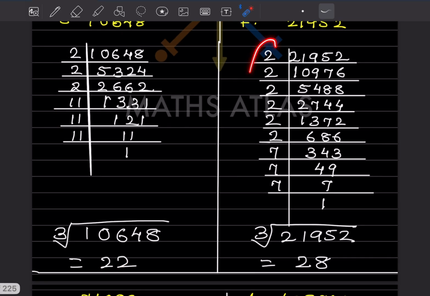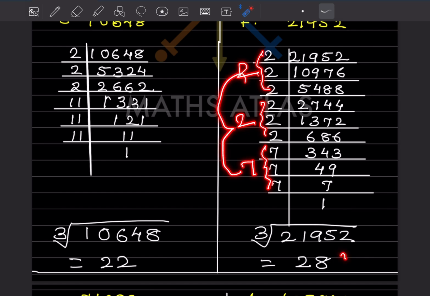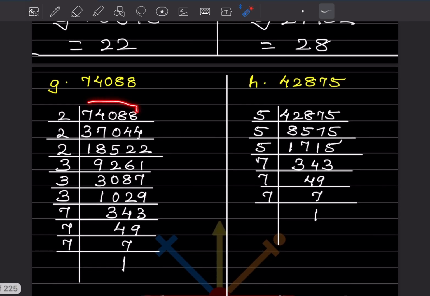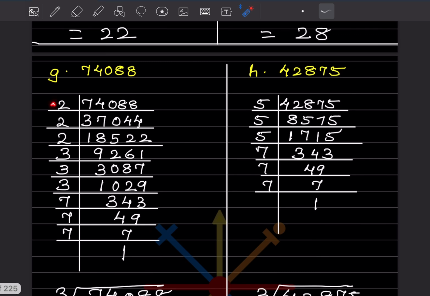Again these are the factors of 21952. So let us form the groups of 3 each. So this will be 2, 2 and 7. So 7 twos are 14, 14 twos are 28. Again for this one, this is going to be 2, 3 and 7. So 2 threes are 6, 6 sevens are 42.